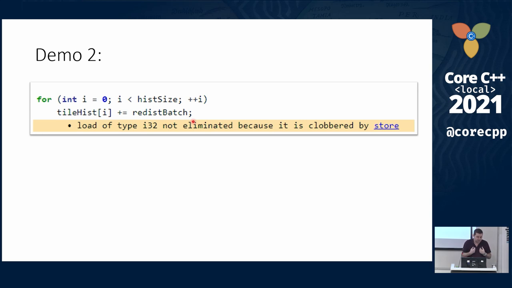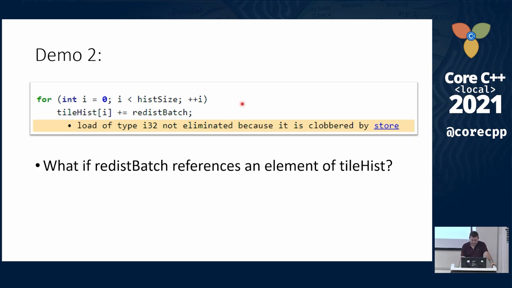Now, if I were to look at this compilation, I would have said, why do you need to reload redist batch all these times? It's the same variable. Load it once into a register and use this register to increment each one of the tile hist slots. Maybe there is an overlap or side effect of the plus equal. It is called aliasing, yes. Essentially, the compiler says, you silly human, what if Redist batch is in fact a reference to one of the tile hist elements?